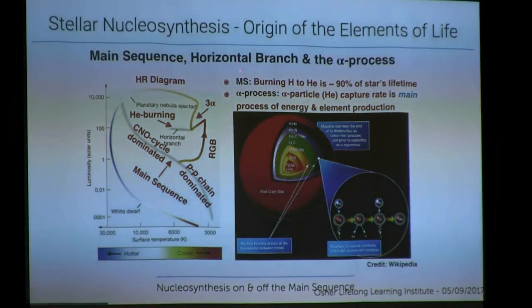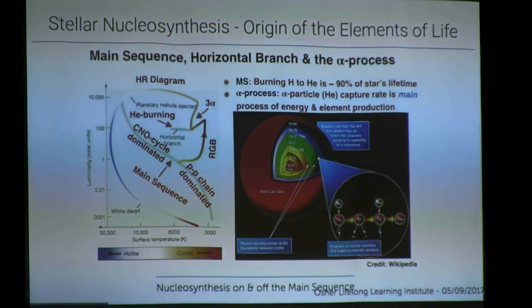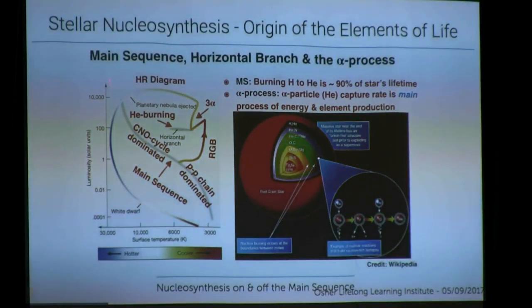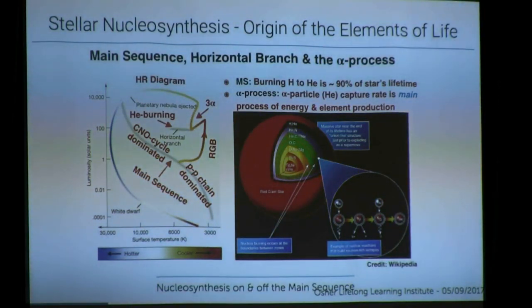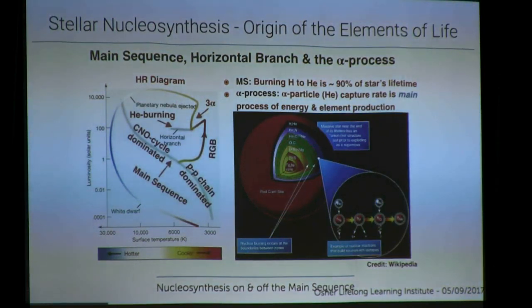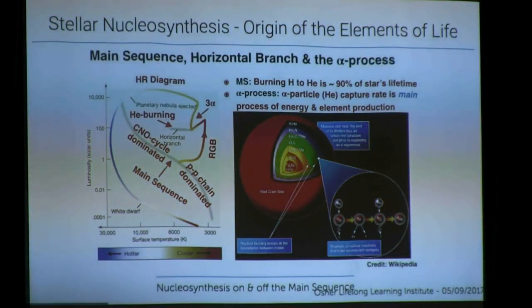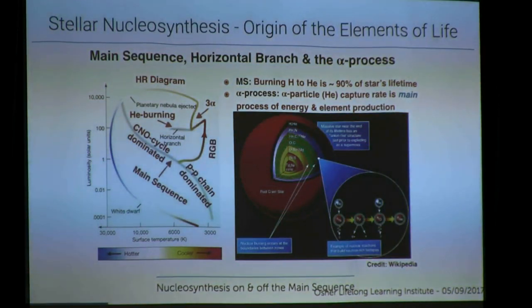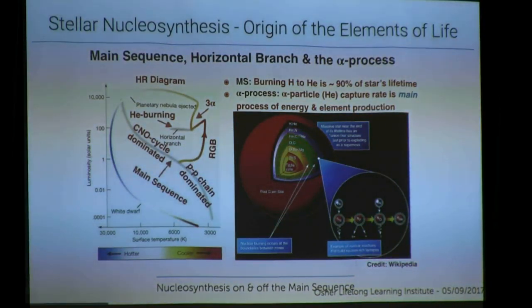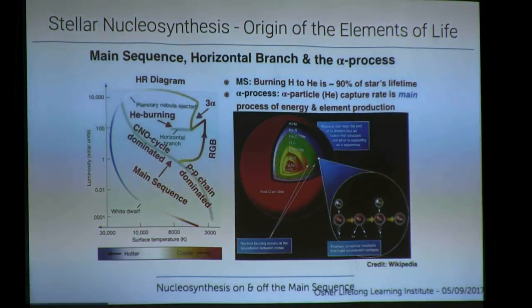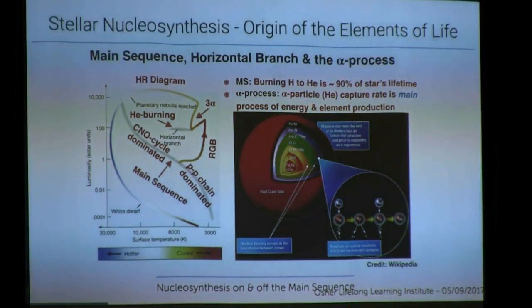So I mentioned the main sequence, horizontal branch, I haven't mentioned that yet, and alpha process. Here is a very famous diagram. This is called the HR diagram. It's named after two astronomers, Hertzsprung and Henry Russell. It probably should be named after a number of their computers.